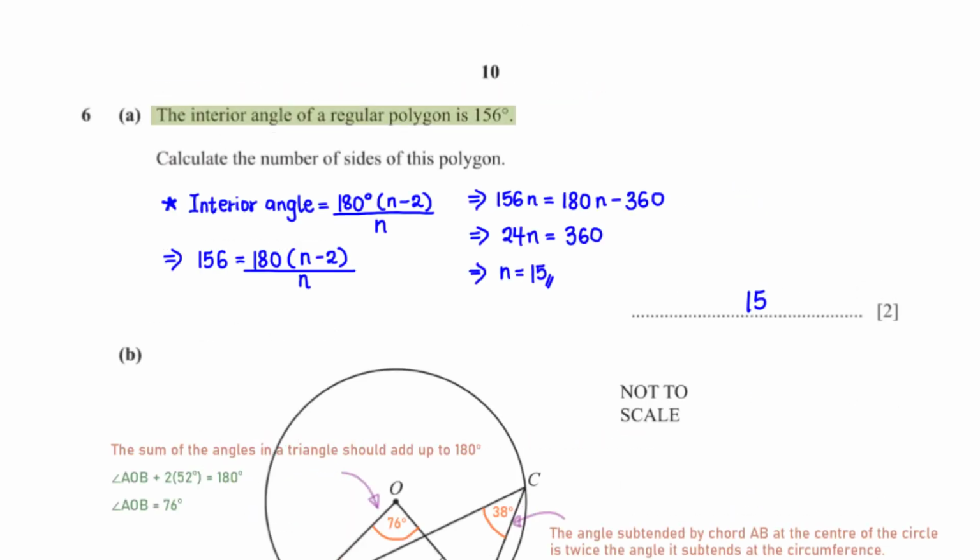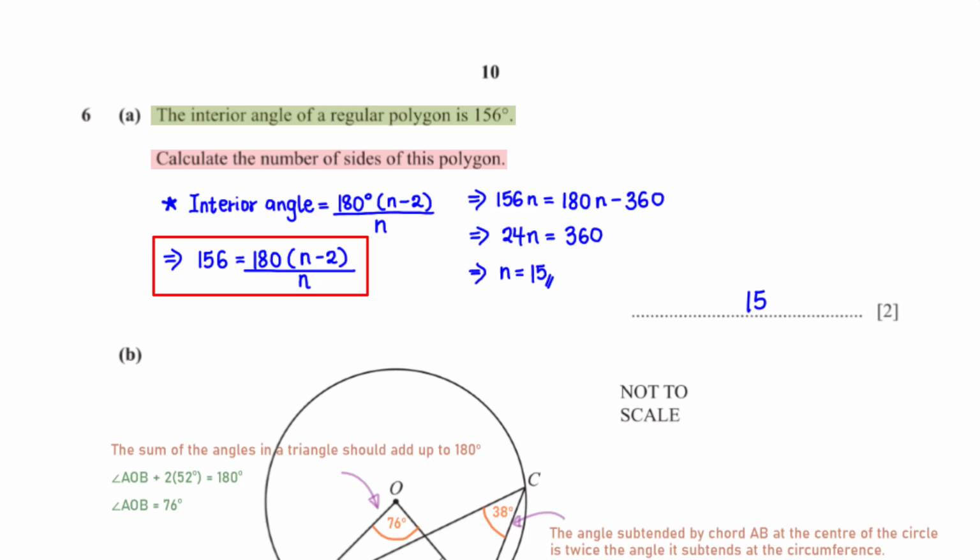The interior angle of a regular polygon is 156 degrees. Calculate the number of sides of this polygon. Here is the formula for the size of an interior angle in a regular polygon. We've been given the interior angle to be 156 degrees, and we want to find n, which is the number of sides of the polygon.